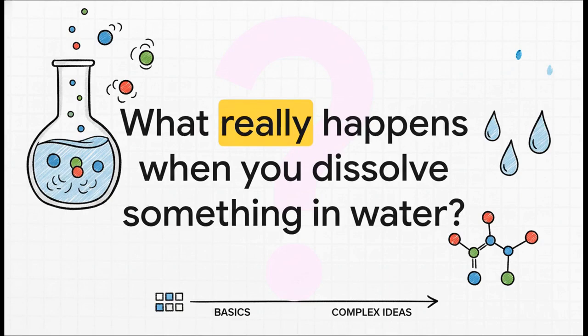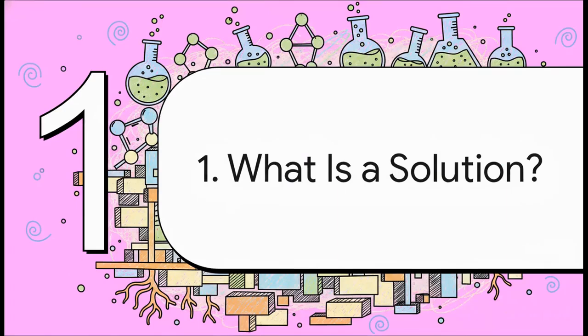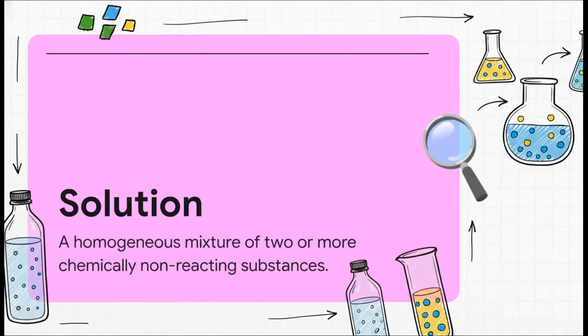So first things first, what actually happens when you dissolve something? What is a solution? Let's start with the absolute bedrock definition. If you get this right, I promise, everything else just clicks into place. Okay, there are two key words here you've got to lock in. First, homogeneous. That just means it's perfectly, uniformly mixed. You can't see the different parts. And second, non-reacting. This is crucial. The substances are just hanging out together. They aren't actually forming a new chemical.